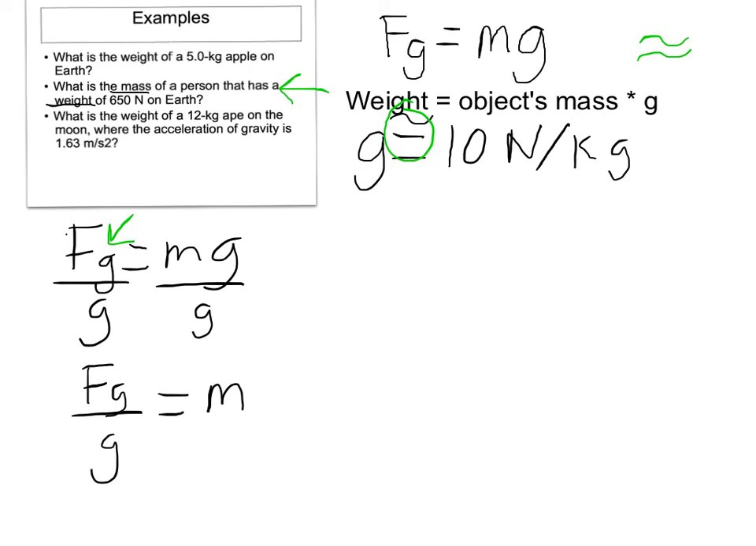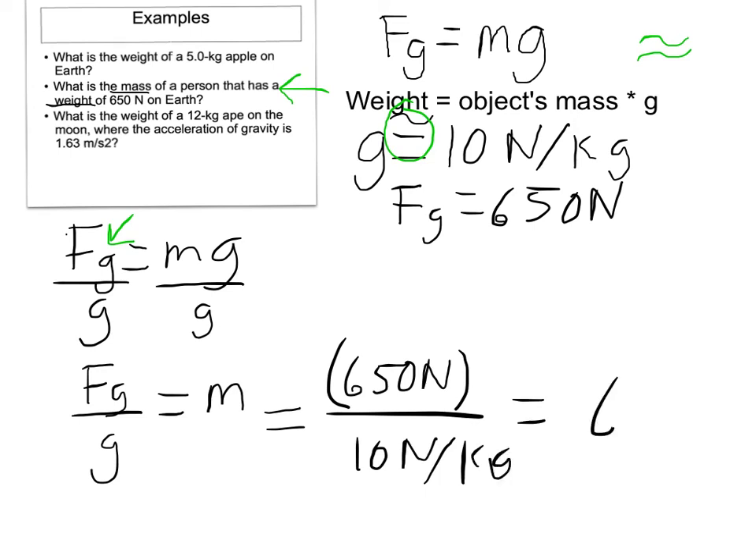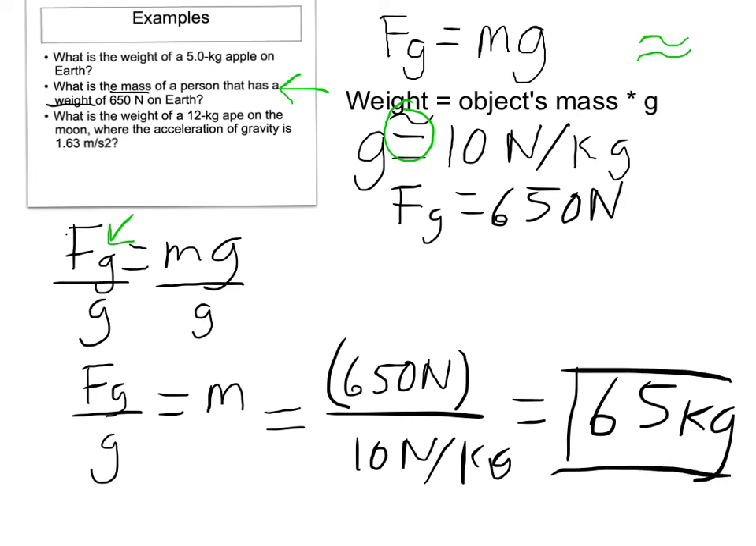And from the problem, I had a weight of 650 newtons. So now I can sub in 650 newtons, 10 newtons per kilogram, and I get 65 kilograms. I'm going to check my units there. Newtons over kilograms. In the bottom of a fraction, the units flip, and so kilograms end up on top. But I have 65 kilograms.